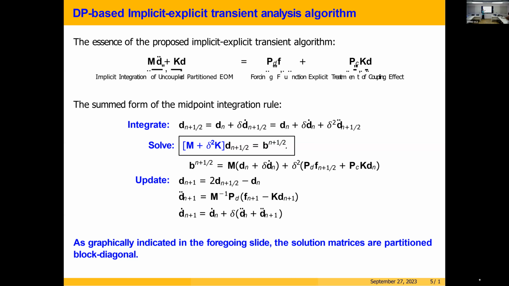So when you look at the P, which is on the right hand side, this is Ax equal to P. There is this term that shows up, and this is known forcing function, and this is actually n plus half what we are really extrapolating with the previous step size. So that's basically the essence of the implicit, explicit transient algorithm using DP formulations.